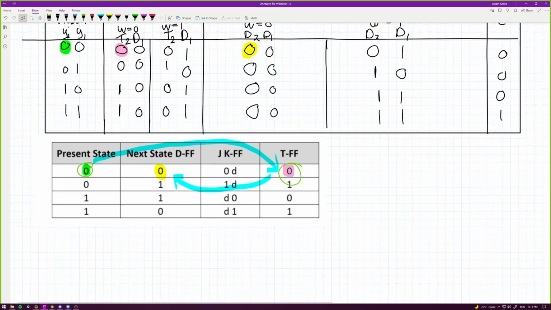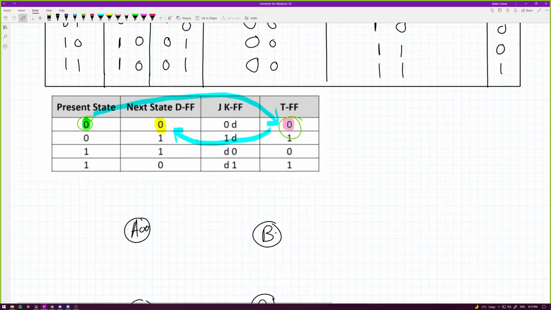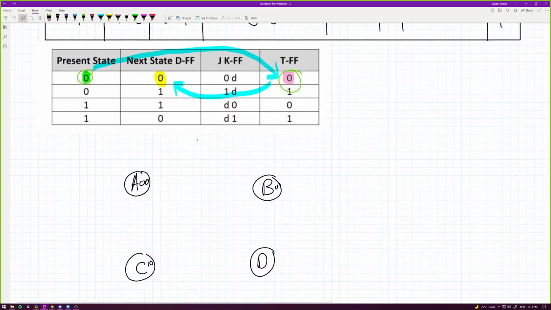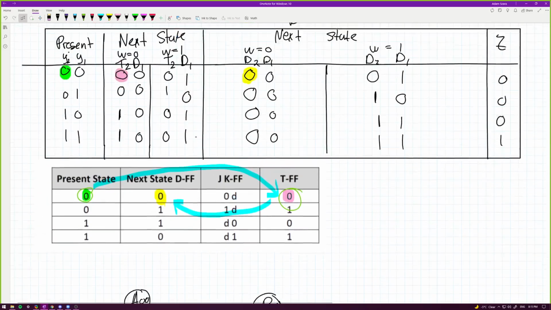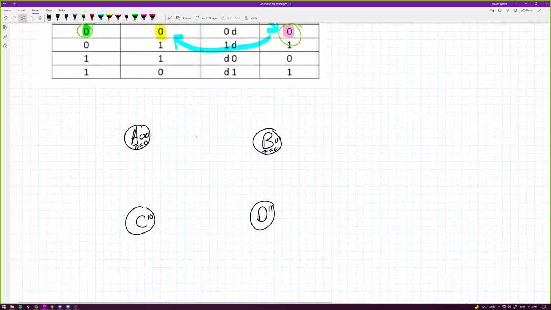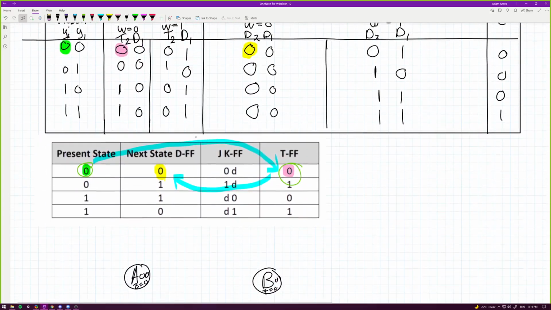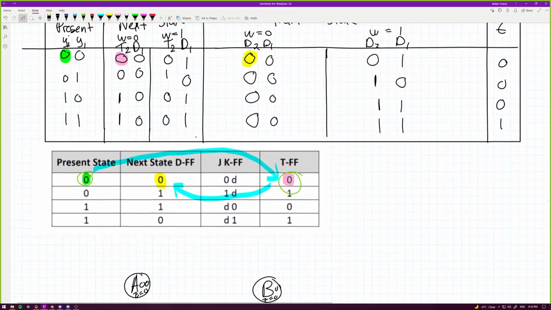Yeah. So we have four states. I will say A, B, C, D. This is 0, 0. This is 0, 1. This is 1, 0. This is 1, 1. And then the output entirely depends on the state. So I'm just going to say Z equals 0, Z equals 0, Z equals 0, Z equals 1. From here, we just look at what's the next state.